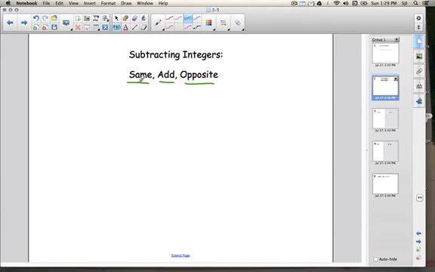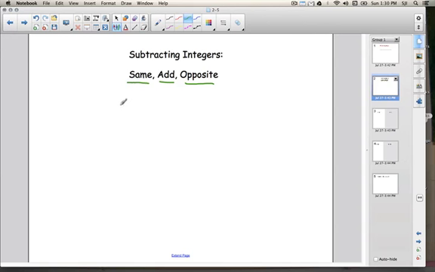I always like to teach students this phrase because if we had a subtraction sentence, what you're going to do is change it from subtraction and rewrite it as addition. Since subtraction and addition are opposites, you can rewrite any subtraction problem as addition and then add those integers. So let me show you how we apply this phrase, same, add, opposite.